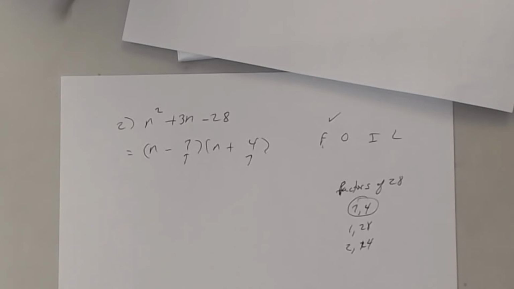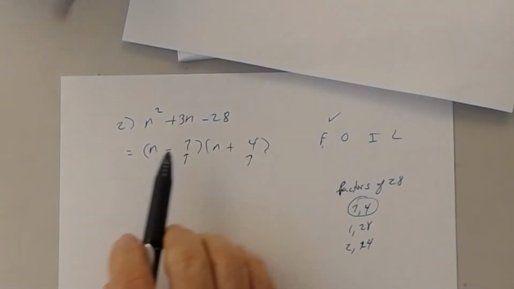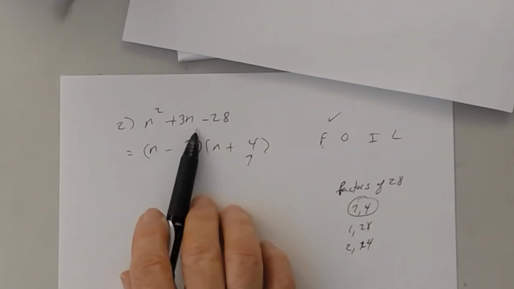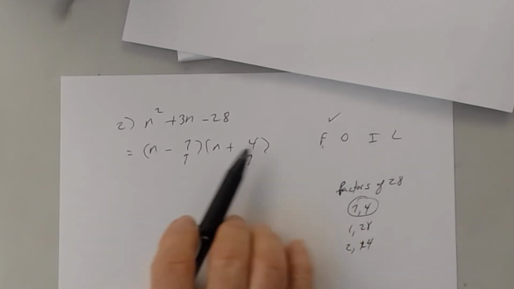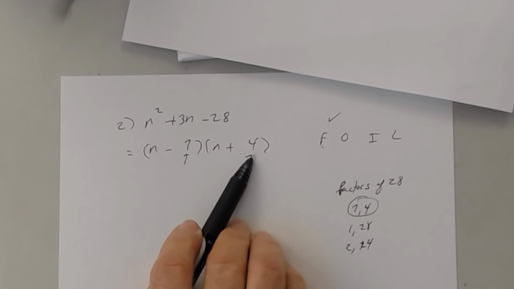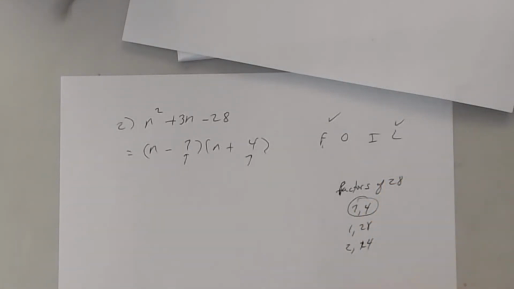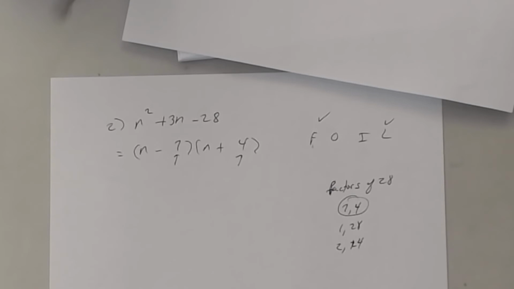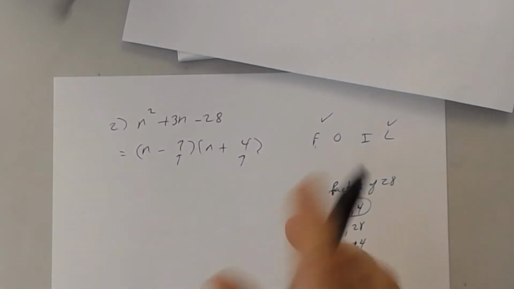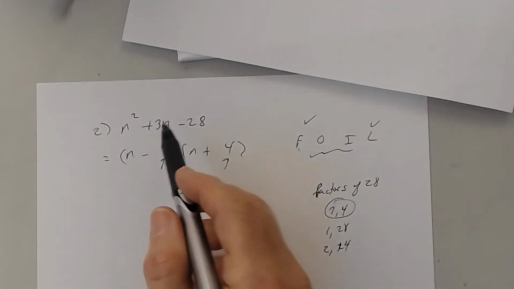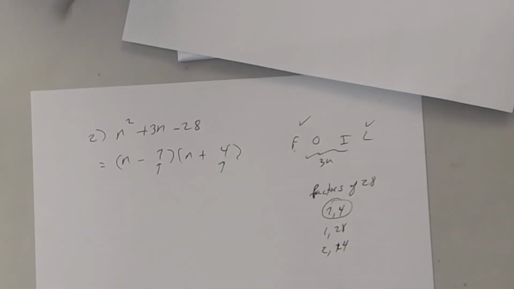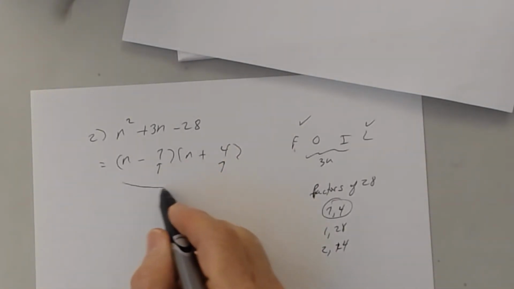Now, what some students do is they put that there and then they think they're done. But you forgot to check yourself. Let's FOIL this out and see if I get this back. What's n times n? Okay, let's go to the last. What's the negative 7 times a positive 4? Negative 28. So far my F and L are okay. But what have I not checked at this point? The outer and the inner. And this outer and inner better give me what term? 3n. So that better give me 3n. Well, what is my outer?